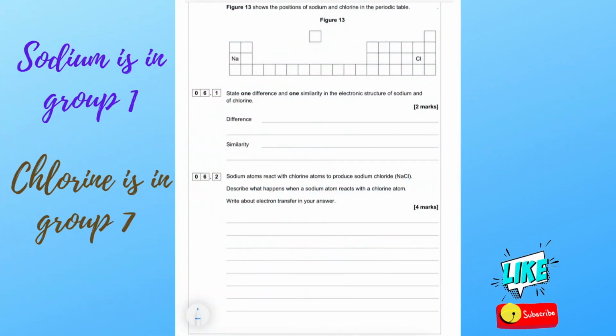Figure 13 shows sodium and chlorine in the periodic table. So we've got to name one difference and one similarity between the two. The difference is sodium has 1 outer electron and chlorine has 7 outer electrons. Similarity is that they are both in period 3, which means they have 3 electron shells.